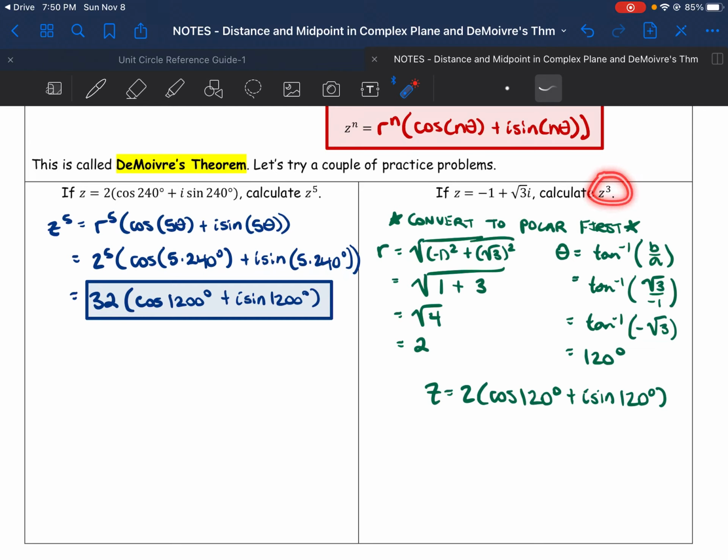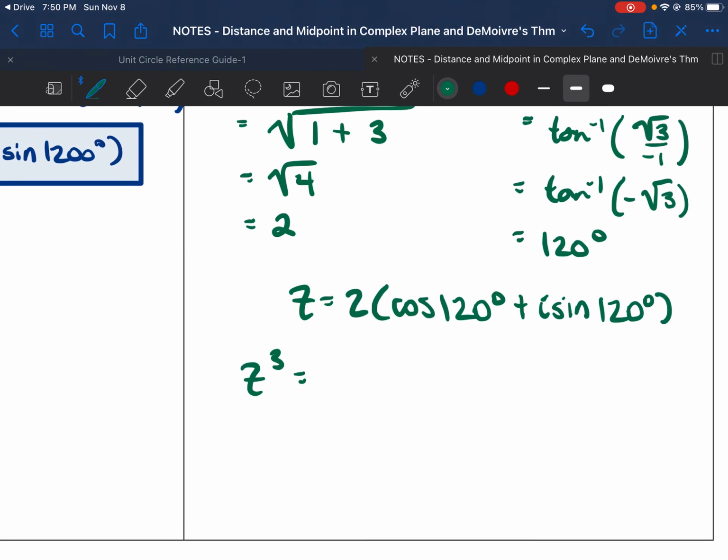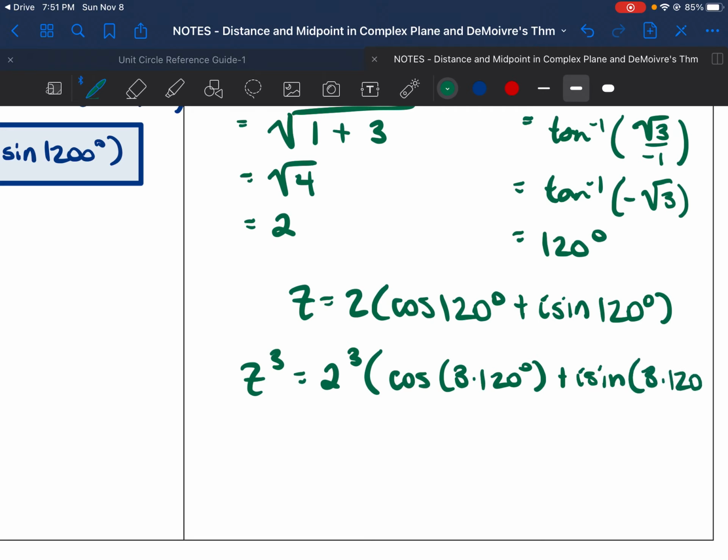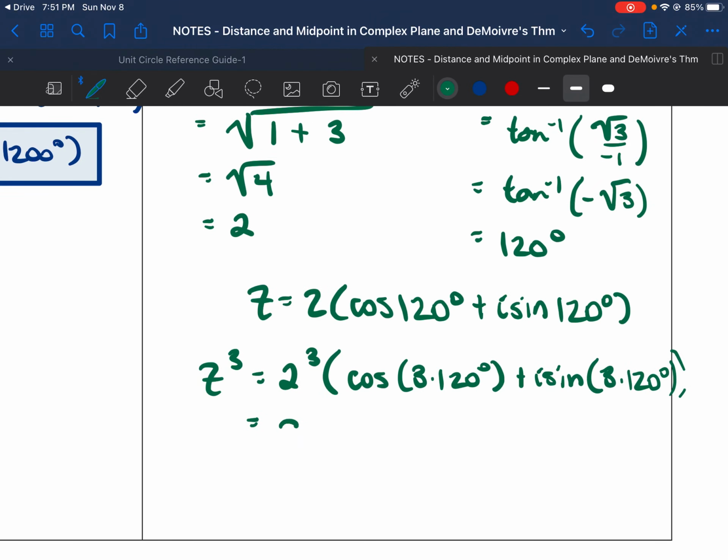Now we want to calculate z to the 3rd power, and this is where DeMoivre's theorem is going to kick in. So we know that z to the 3rd power would simply be r to the 3rd, or 2 to the 3rd, cosine of 3 times 120 degrees plus i sine 3 times 120 degrees. Simplifying here, 2 to the 3rd power is 8 cosine of 360 degrees plus i sine of 360 degrees.